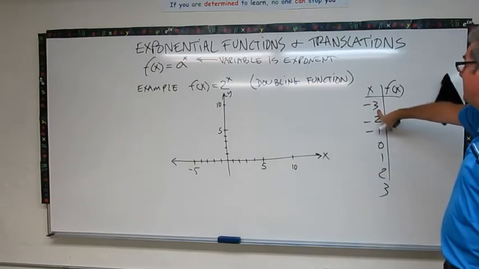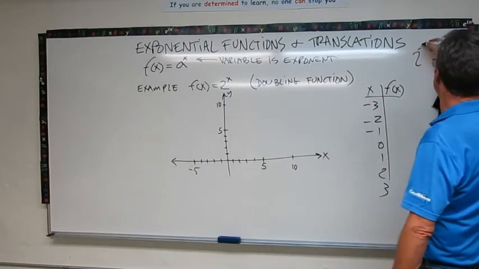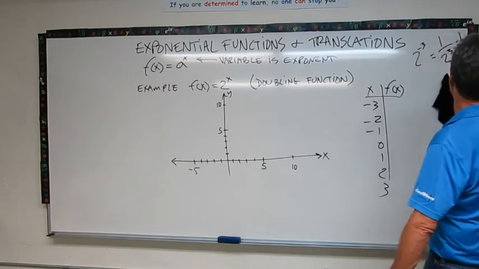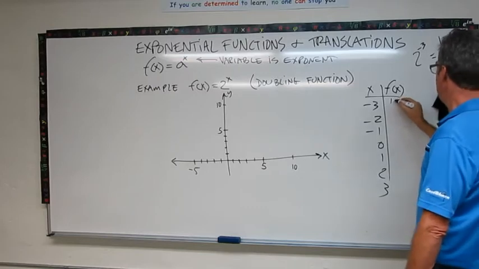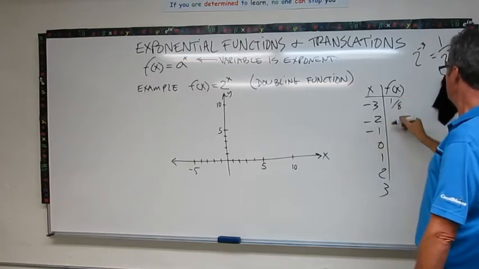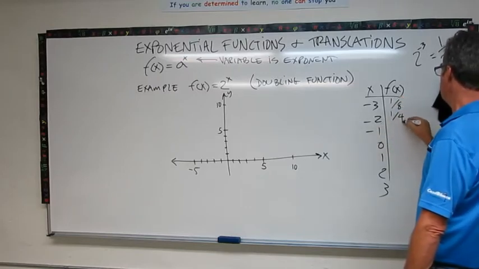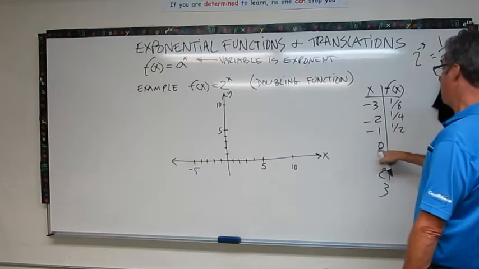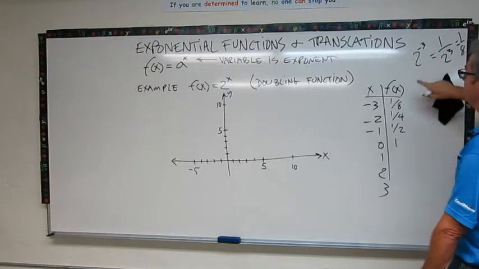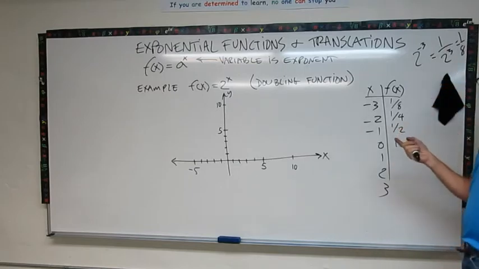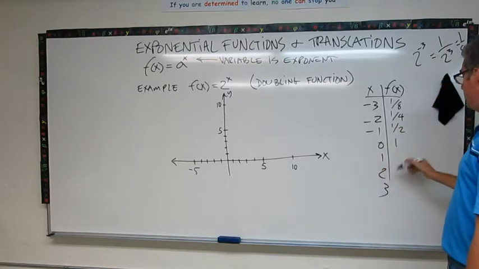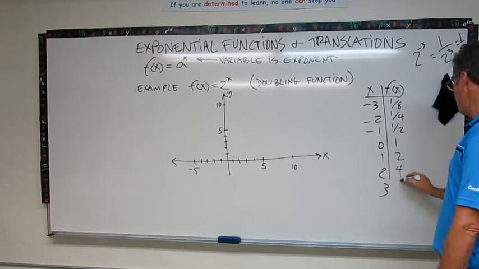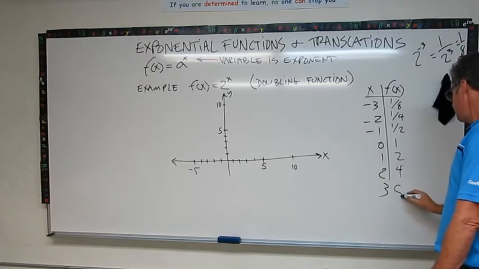So if x is negative 3, that would be 2 to the minus 3, which is the same as 1 over 2 to the 3, which is 1 over 8. So this is 1/8. This one, in a similar way, is 1/4. This one is 1/2. This one is 1, because that's 2 to the 0 power, that's 1. This one is 2 to the 1, which is 2. This is 2 to the 2, which is 4. And this is 2 to the 3, which is 8.